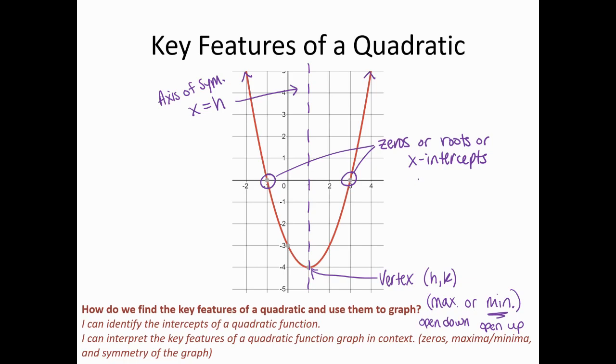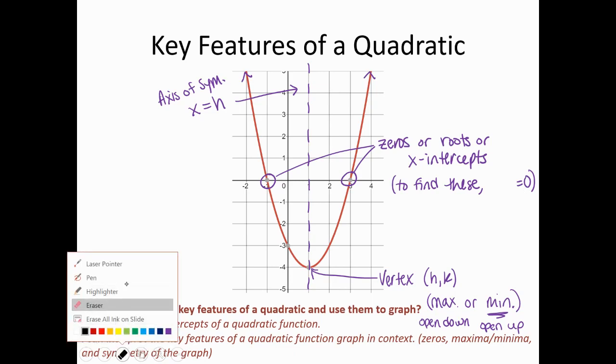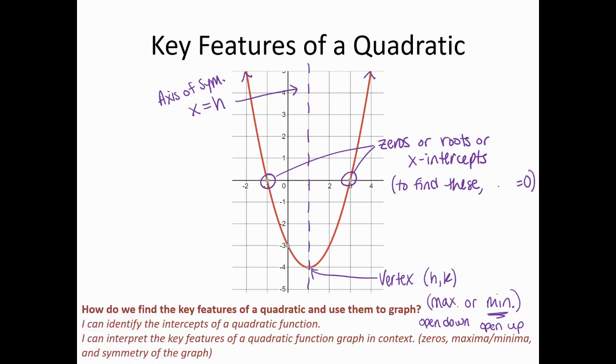Then one other thing I want to add here, a little comment: to find these, whether you call them zeros or roots or x-intercepts, we are going to set y equal to 0. So that's how we find them if we have an equation. So here we're looking at the graph, and it should be very easy to find them. It's those points where we cross the x-axis. To find these, we're going to set y equal to 0.